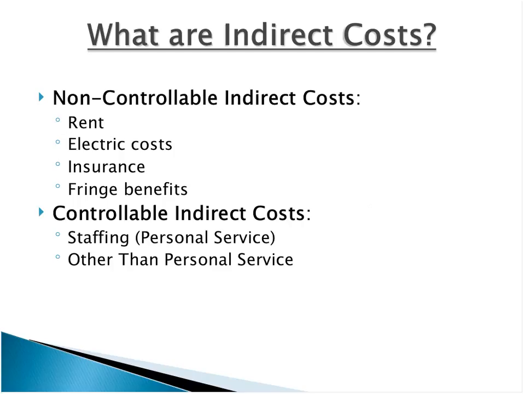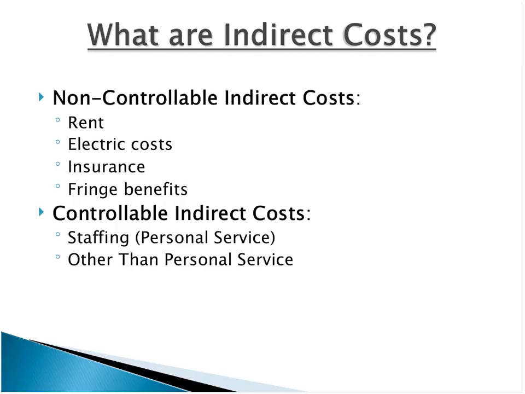But just be aware that there are some indirect costs that are directly assignable from the direct care cost category. So we'll leave that where it is. Indirect costs, however, are something that have no direct relationship with the actual provision of the service. So the indirect costs are things like the rent, the electric cost, insurance, and fringe benefits. Those are some examples of indirect costs.